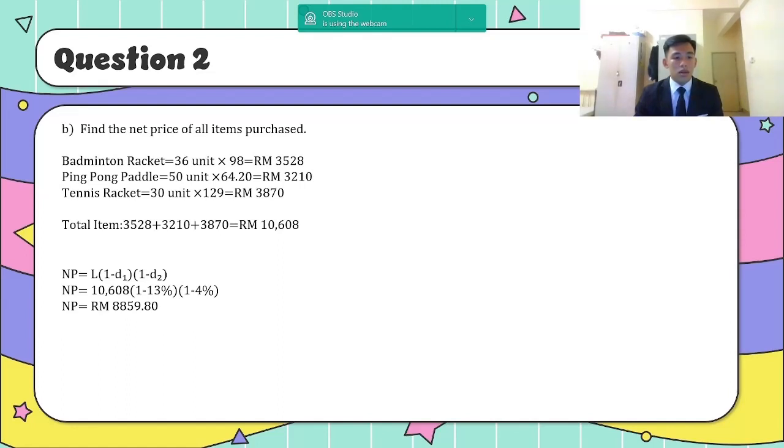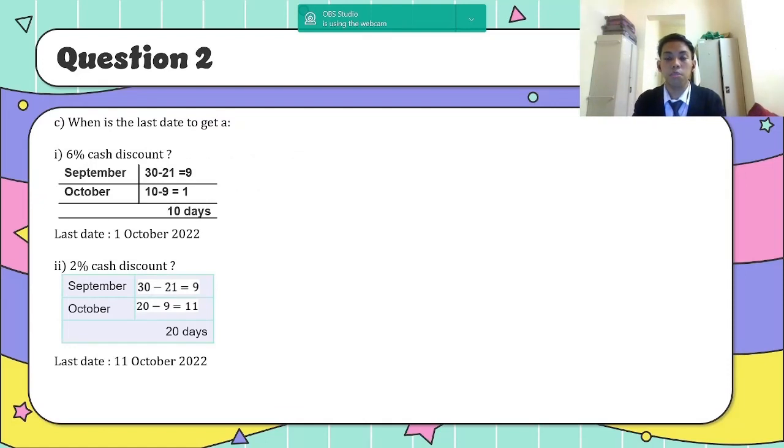NP is equal to L bracket 1 minus D1 bracket 1 minus D2. NP is equal to 10,608 bracket 1 minus 15% bracket 1 minus 4%. NP is equal to RM8,859.80. So this is my part to present this slide.